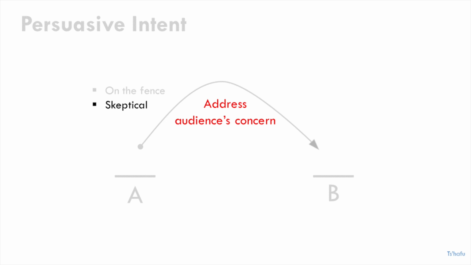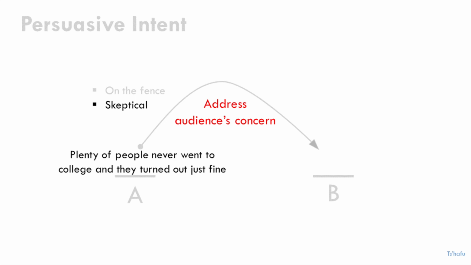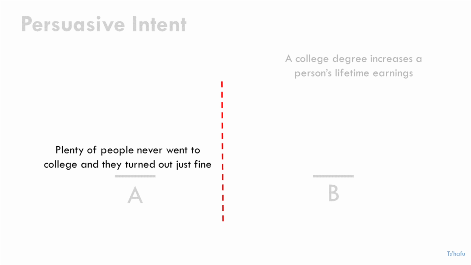So this will be another one. Plenty of people never went to college and they turned out just fine. Now, if that's the barrier, I'd like you to stop the video for a second and try for yourself. How would you reformulate the current thesis to be able to address this audience concern? So go ahead and stop the video and try for yourself.